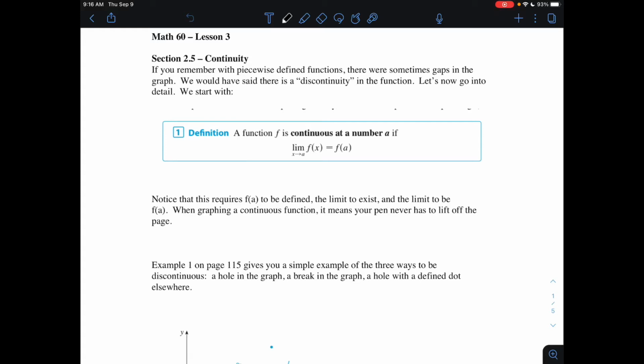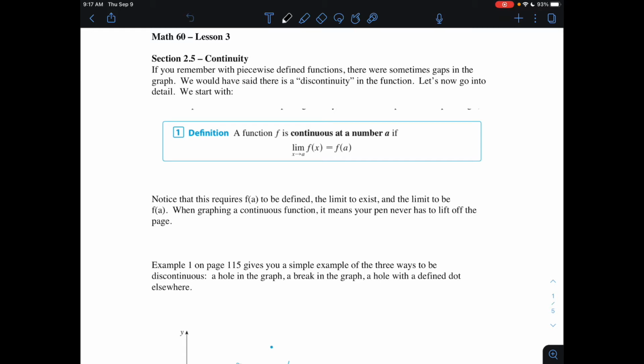Section 2.5, Continuity. If you remember what we saw in a previous section with piecewise defined functions, there were sometimes gaps in the graph. We would have said that there is a discontinuity then in that function. Let's now go into a little bit more detail about this.